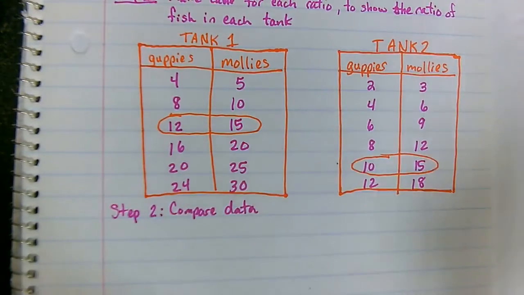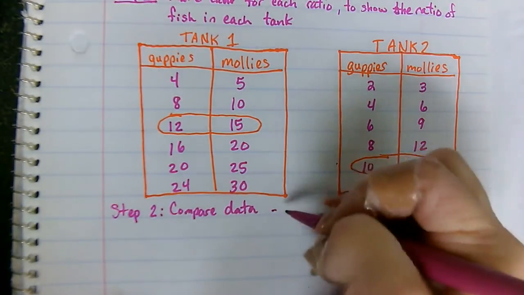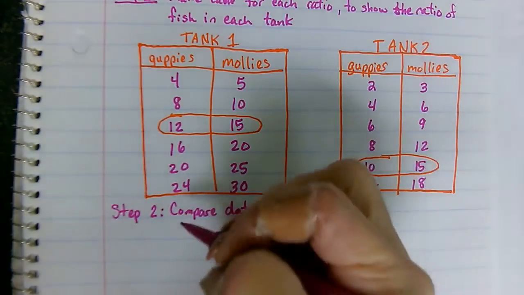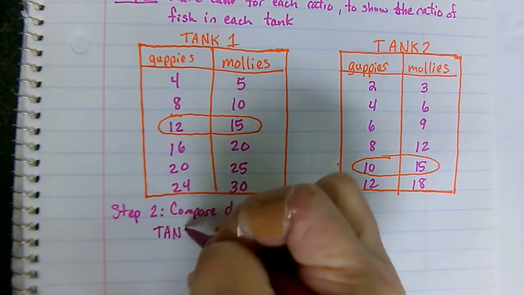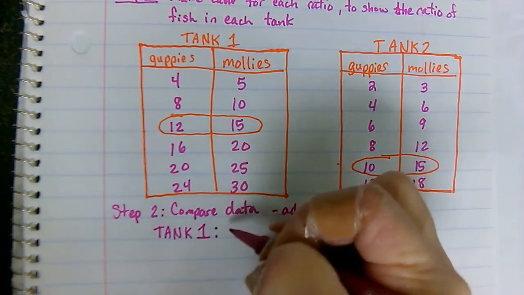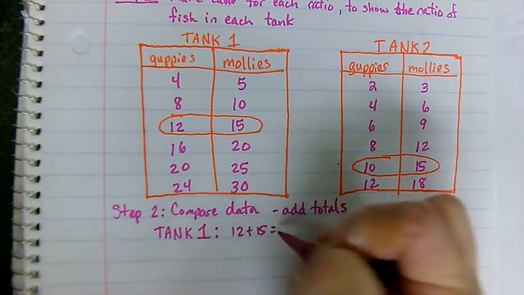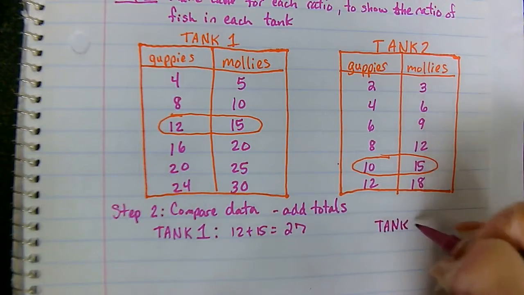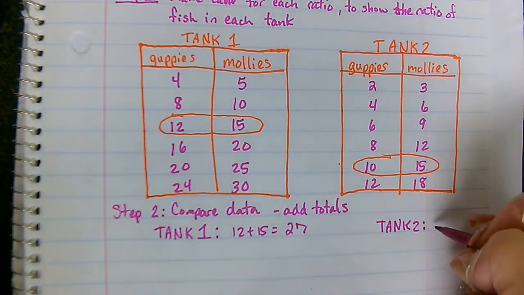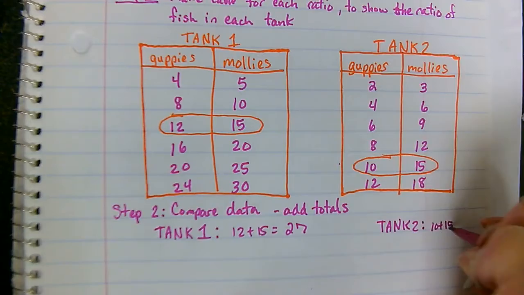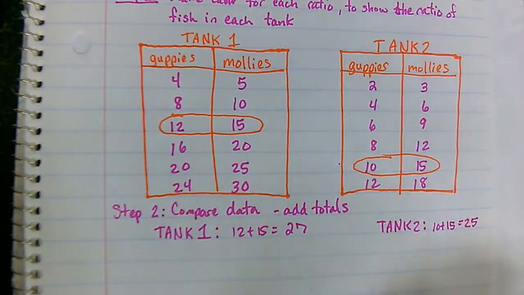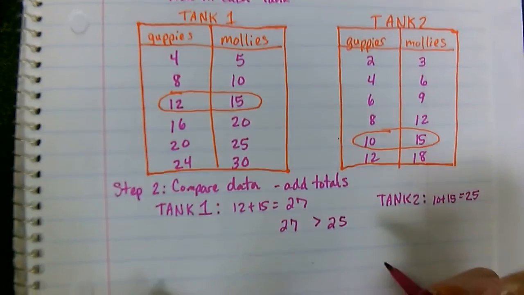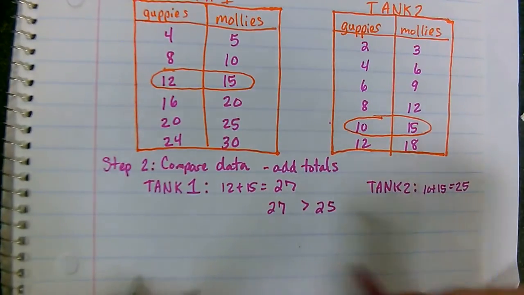Well, what I'm going to do here is add the totals. I'm going to add 12 plus 15 for tank 1. So add totals. Alright. Tank 1. 12 plus 15 equals 27. Tank 2. 10 plus 15 equals 25. Well, we know that 27 is greater than 25, so the answer is tank 1 can have more fish.